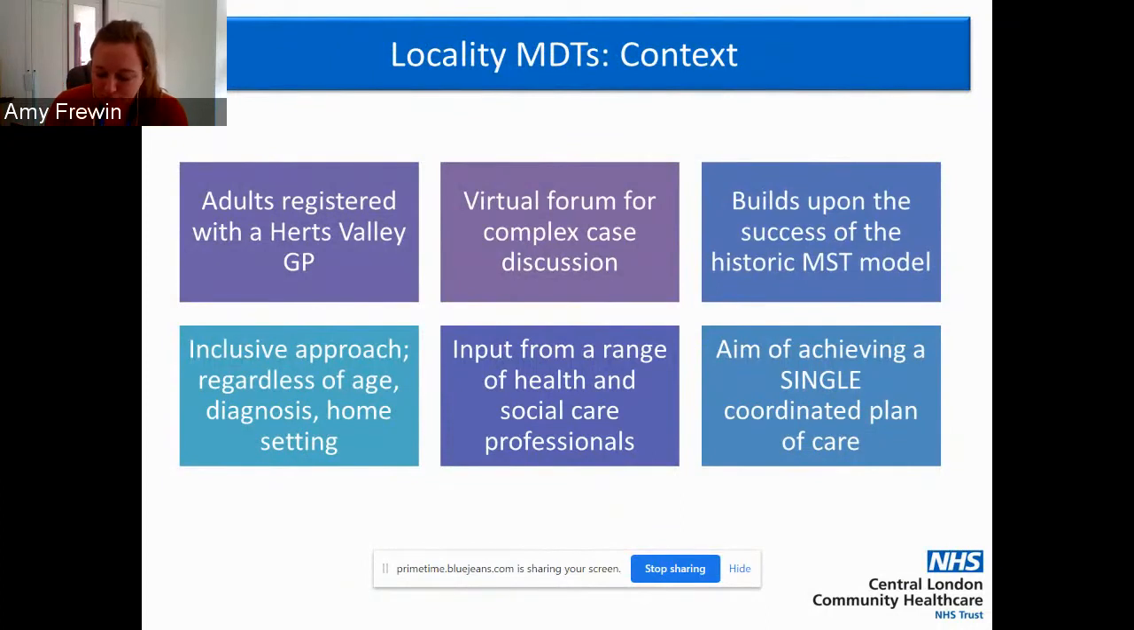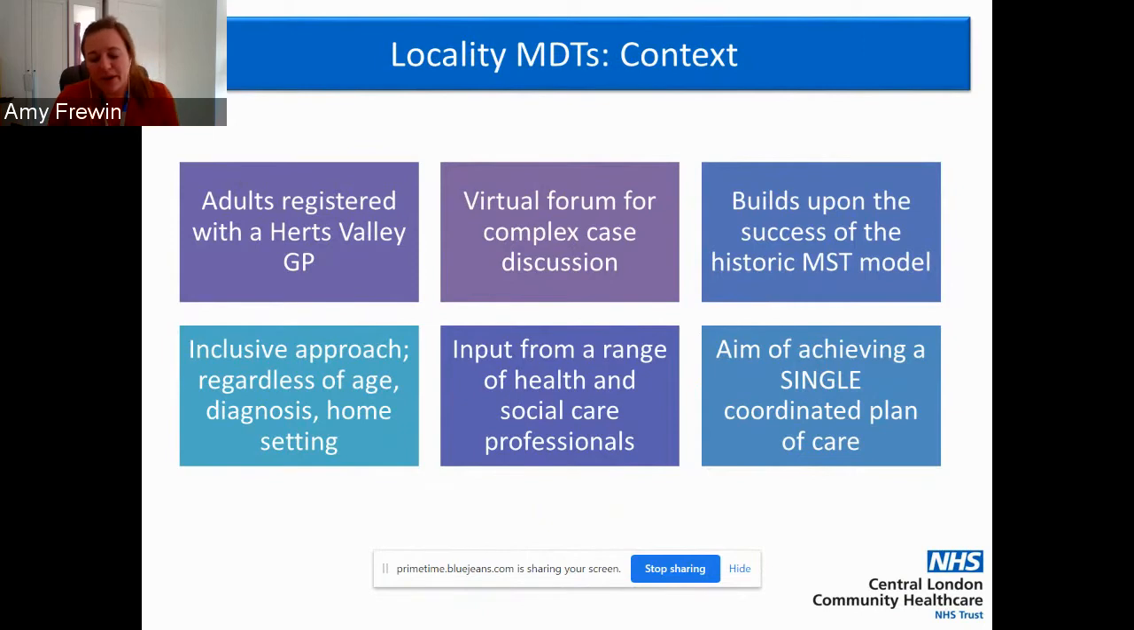So some further details regarding the locality MDTs. As with the complex case management pathway, this is a service for adults, so over 18s registered with the Herts Valley GP. The MDTs provide a virtual forum at present. Previously they would have been attended in person, but due to COVID, we are conducting all MDT meetings virtually at present. We've got a forum for complex case discussion. This work builds upon the success of the historic MST model that we've had, and it's an inclusive approach.